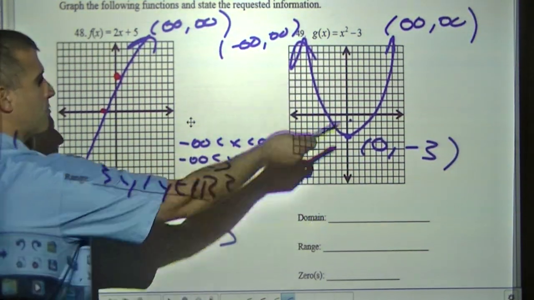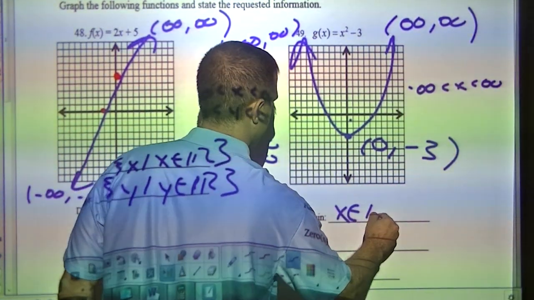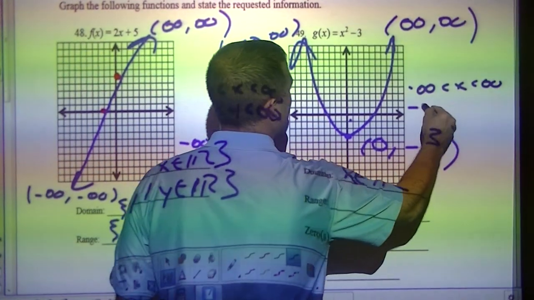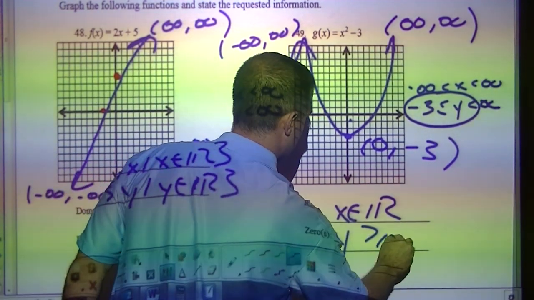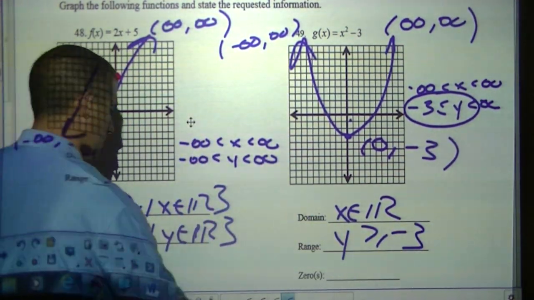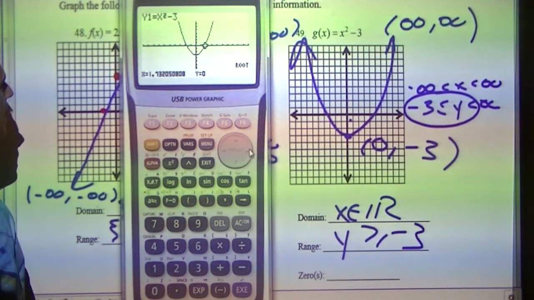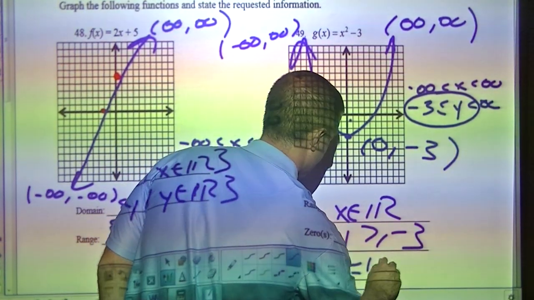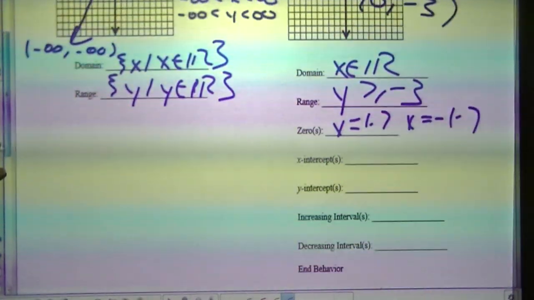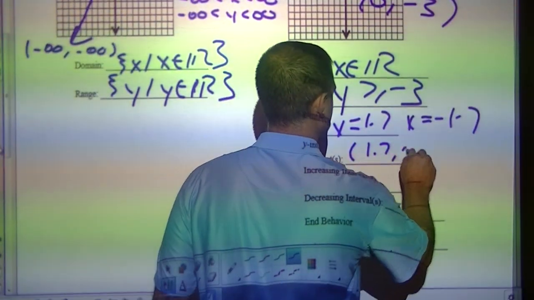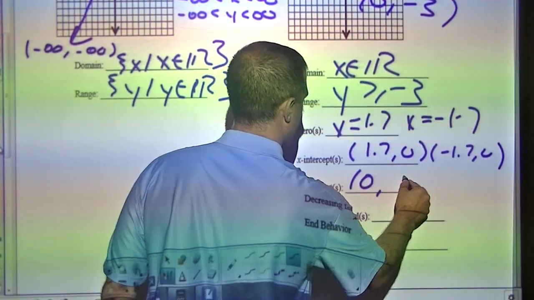So my domain, the smallest of all my x's is negative infinity. The biggest is that, so that's going to be all real numbers. My smallest y is negative 3. My biggest y is that. So that's going to be y's greater than or equal to negative 3. The zeros, G-solve root, negative 1.7 and 1.7. You can just use the decimals. So that's going to be 1.7 comma 0, negative 1.7 comma 0. We already got the y-intercept.